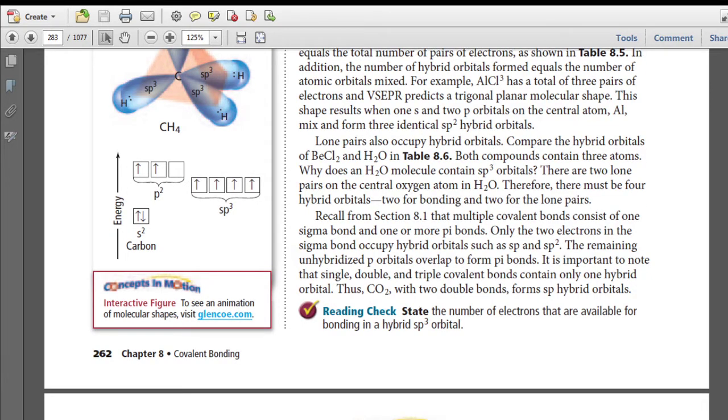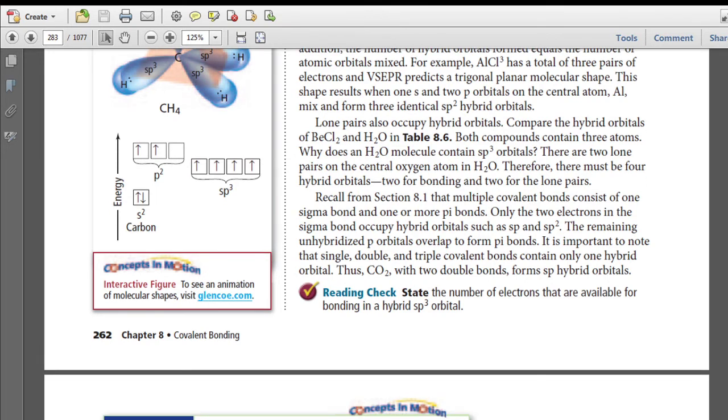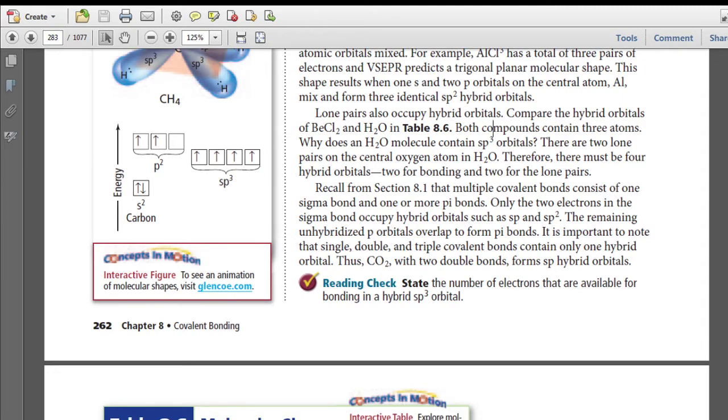Recall from 8.1 that multiple covalent bonds consist of 1 sigma bond and 1 or more pi bonds. Only the 2 electrons in the sigma bond occupy hybrid orbitals such as sp and sp2. The remaining unhybridized p orbitals overlap to form pi bonds. It is important to note that single, double, and triple covalent bonds contain 1 hybrid orbital. Thus, carbon dioxide with 2 double bonds forms sp hybrid orbitals.